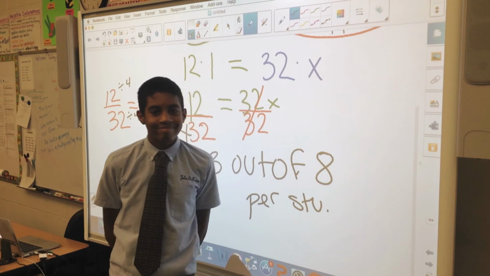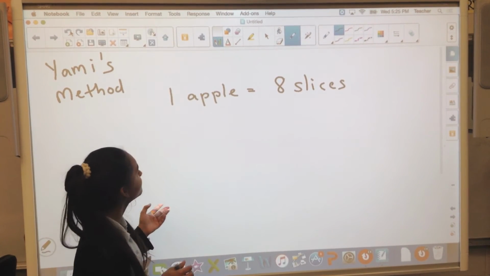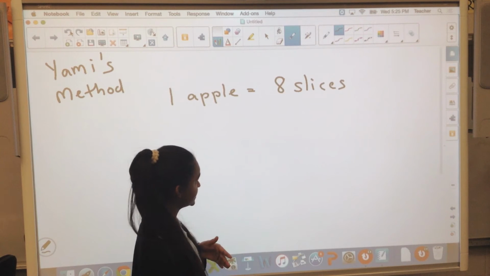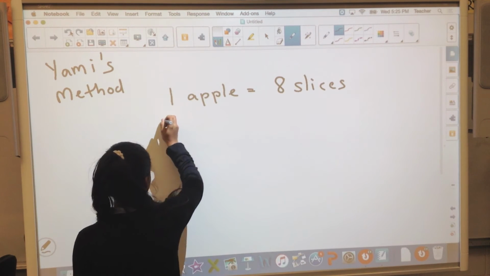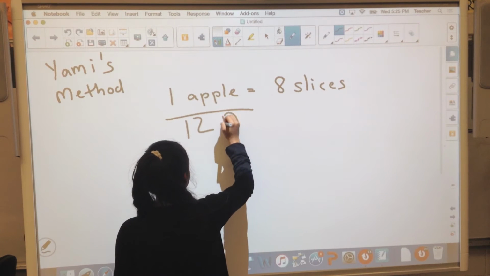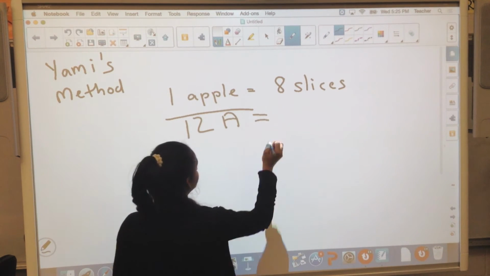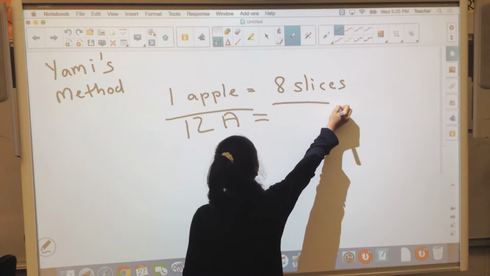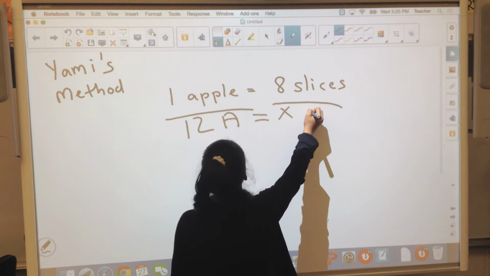Well, if we have 1 apple and it equals 8 slices, how many slices will we have for 12 apples? Well, we don't know, so we will put a variable for X slices.